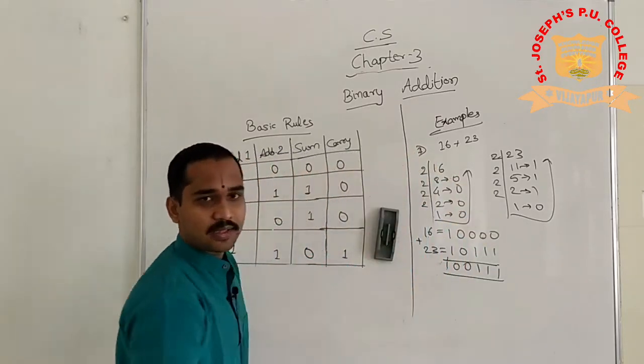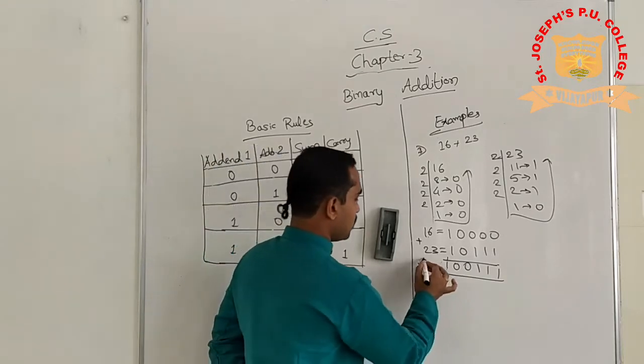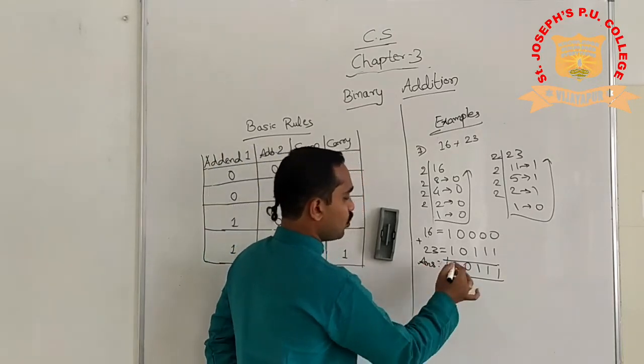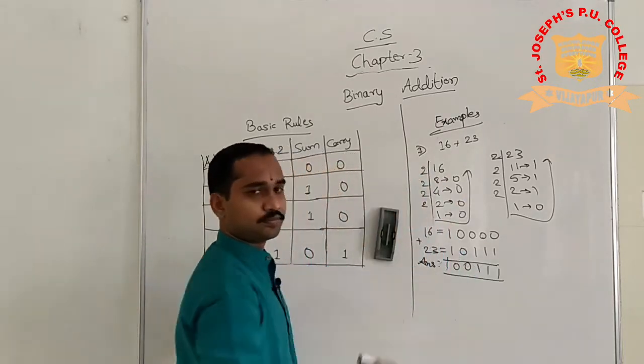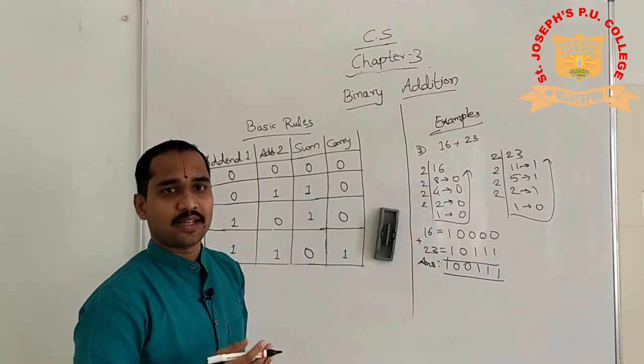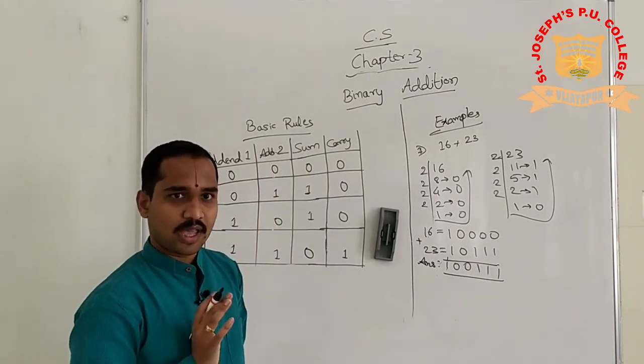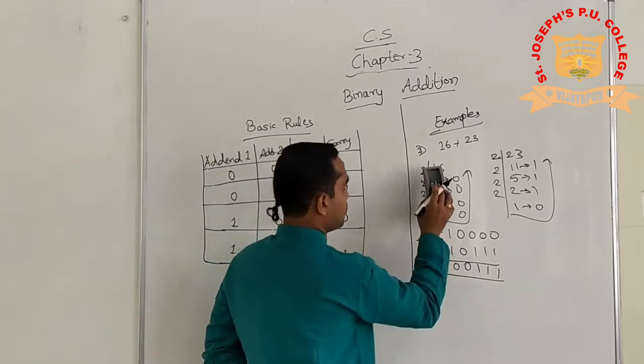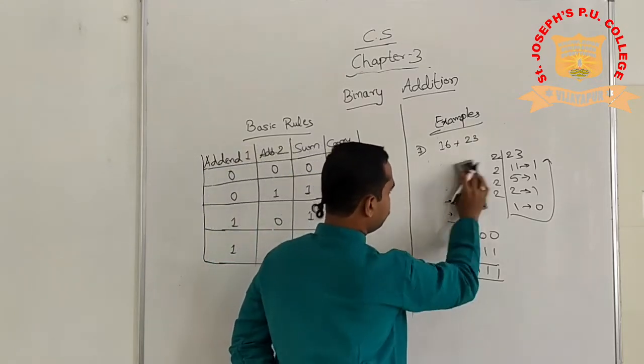100111. This is the answer. You have to just write this as the answer, 100111. This is how you add binary digits. Am I clear here? Can I say one more example?